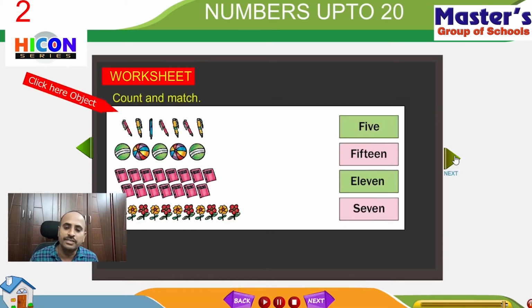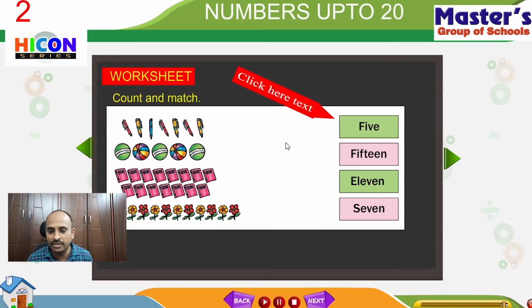So count and match. So children, we are observing some sets of pictures on the left side and some number names on the right side. So we have to count the number of objects in each set and match with its corresponding number name. So children, let us see the first set of pictures. We are observing some pictures in the set. So let us count 1, 2, 3, 4, 5, 6, 7. So children, there are 7 pens in the given set. So match these pens with the word 7.